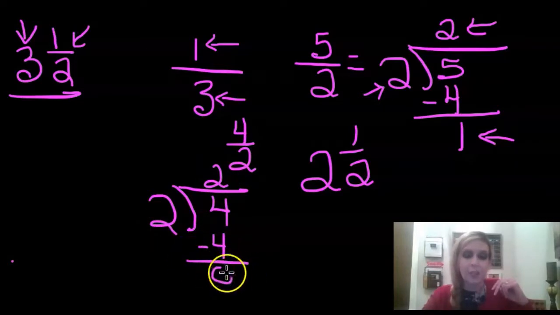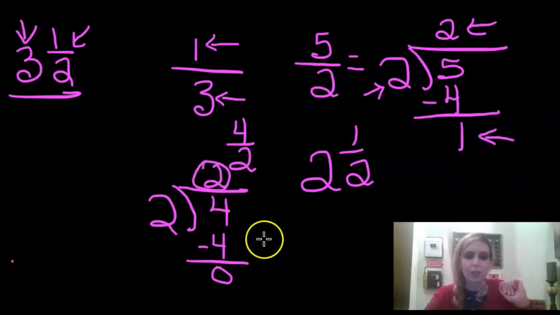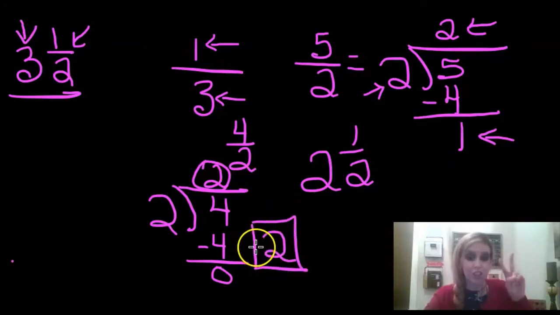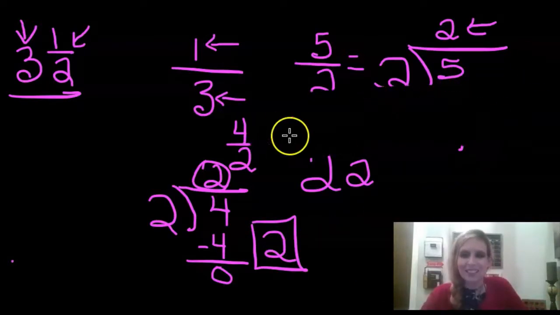Now, in this problem, I do not have a remainder. All right, so I'd only have a whole number, 2. No fraction, just 2, just the whole number. Okay, hopefully that makes sense to you.